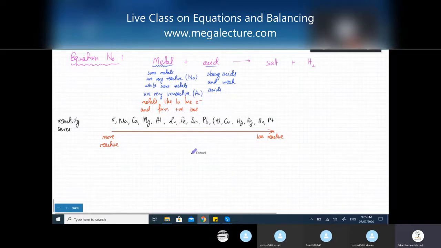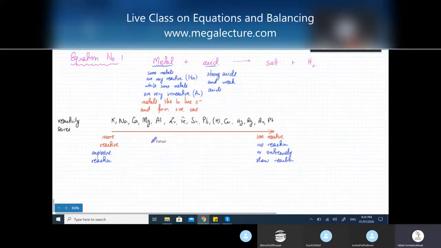So what I really wanted to tell you about is, these are more reactive. So I'm going to write explosive reactions. Less reactive, so it's either going to be no reaction or extremely slow reaction. It's going to take a very long time for the reaction to happen. So either no reaction or extremely slow reaction.